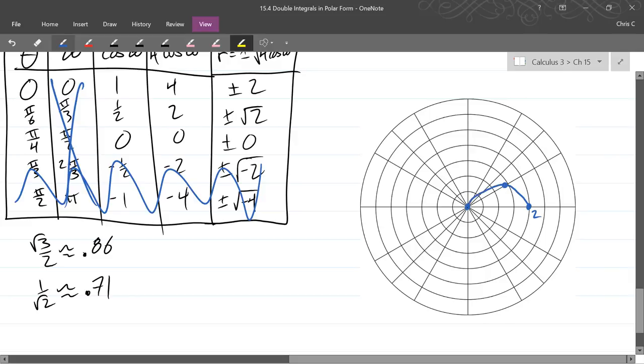Easy to do. Now I'm going to graph the negative versions of these radii. So at 0, we're going to go negative 2. At pi over 6, we're going to go negative square root 2. I'm using 1.4 for square root 2. I think that's pretty close. So there's 1.5, 1.4, a little less. And then back to 0 again.